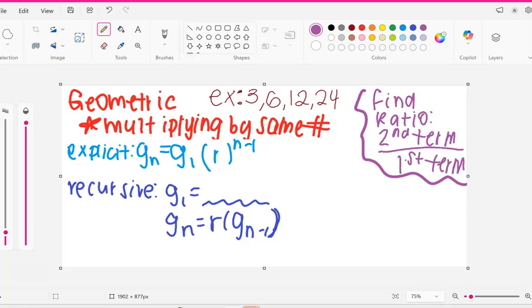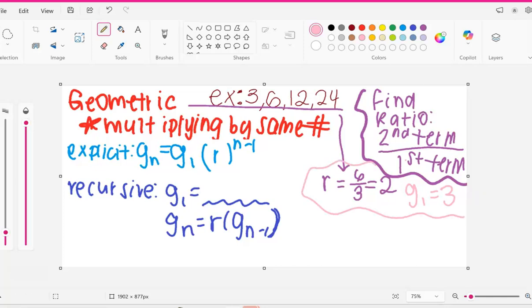If we take this example up here and we wanted to write an explicit formula, we would have to know 2 things: the ratio and the first term. To find the ratio, I would take the second term, 6, divided by the first term, 3, and I would get 2, which hopefully makes sense because I was multiplying by 2. Then I need to know that the first term is 3, and that's never a trick question. It's always going to just be whatever is there first.